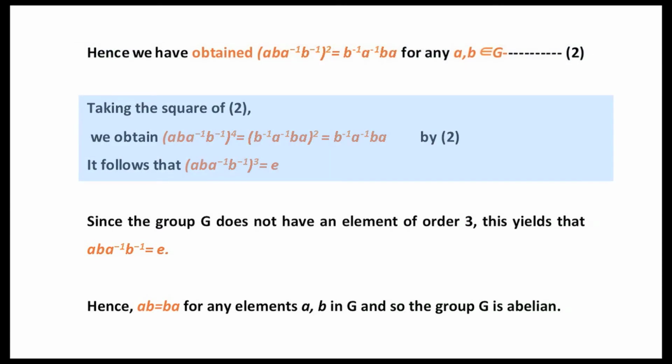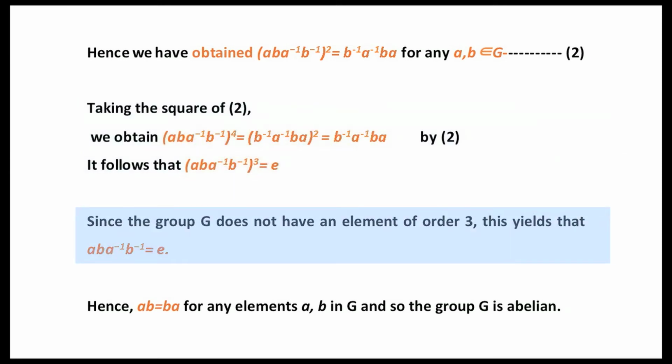Taking the square of (2), we obtain (aba⁻¹b⁻¹)⁴, which is equivalent to (b⁻¹a⁻¹ba)², which is again equivalent to b⁻¹a⁻¹ba. It follows that (aba⁻¹b⁻¹)³ is equivalent to e.